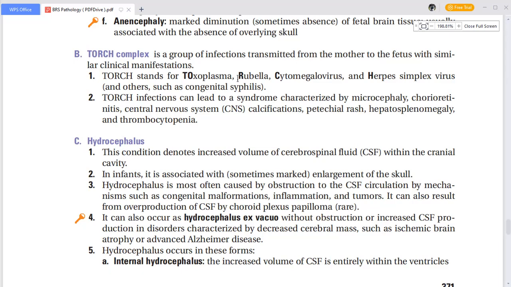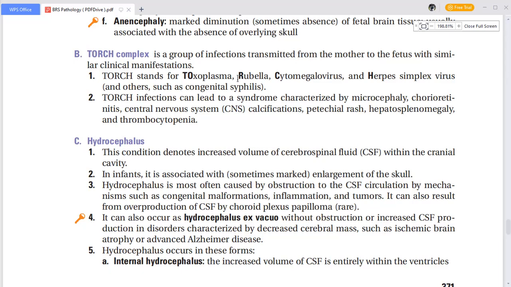TORCH stands for T, Toxoplasma gondii; O, others; R, rubella; C, cytomegalovirus; H, herpes simplex virus. So that is what TORCH means: Toxoplasma gondii, rubella, cytomegalovirus, herpes simplex virus, even HIV. Or you can say others like HIV, because those ones are also included. So these are infections that can move from the mother and go to the fetus.